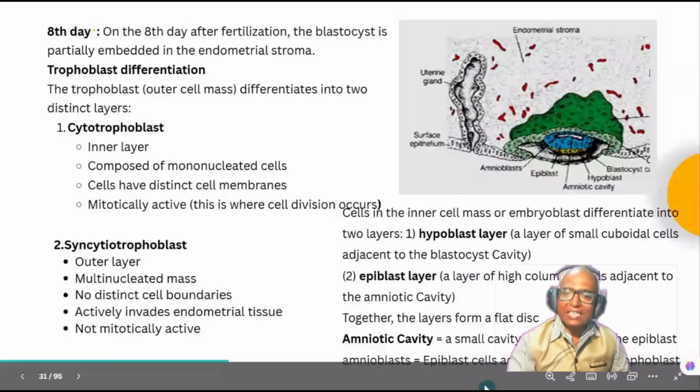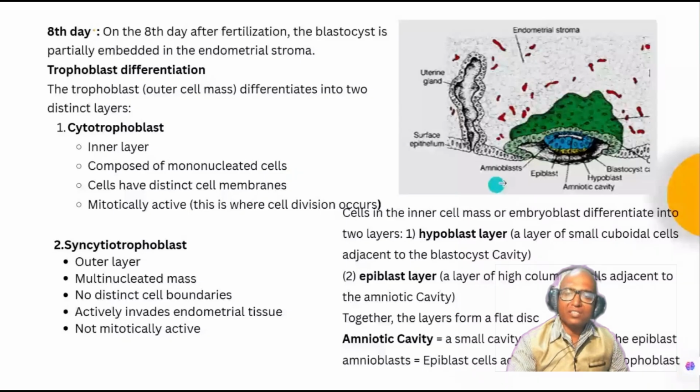Okay. So now the cells in the inner cell mass. Last time we have seen that this blastocyst has got two things. One is a trophoblast and second is an inner cell mass. The trophoblast will divide into cytotrophoblast and the syncytiotrophoblast. Then this inner cell mass will also have two important things. The cells in the inner cell mass, or the embryoblast, differentiate into two layers.